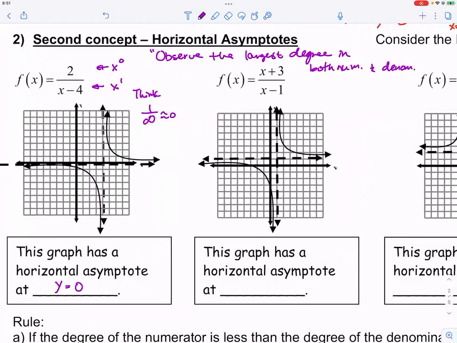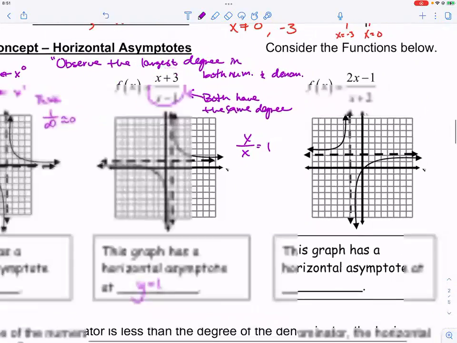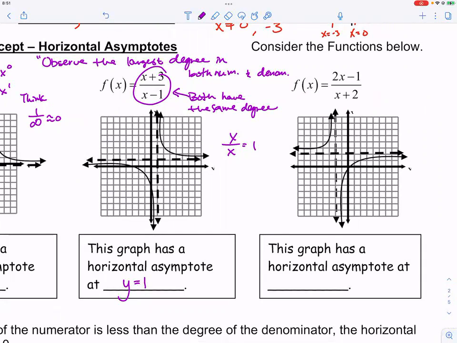Now, for the fraction next to it here, in this case, they both have the same degree. So we look at the leading coefficient. We say, oh, this is just x over x. So x over x is equal to 1. So we say y equals 1 in this case. We just look at the very first term, the largest term basically.